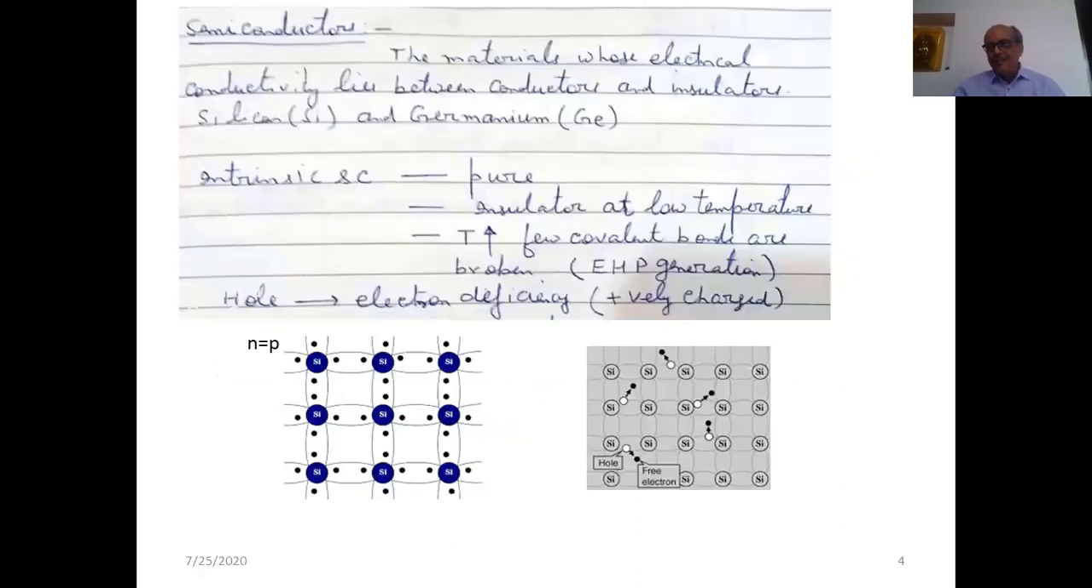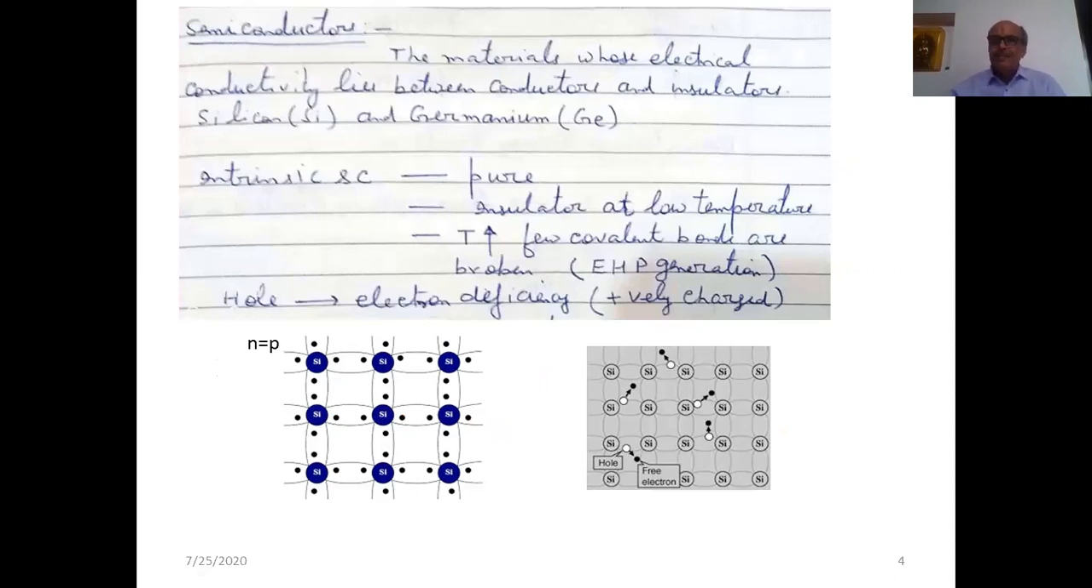You all know, in the lower classes, normally we are taught that all the materials can be divided into two categories. One is metal or conductor and the other is non-conductor. Conductors are the materials in which free electrons are there, and because of the free electrons, the conduction can take place without any problem.